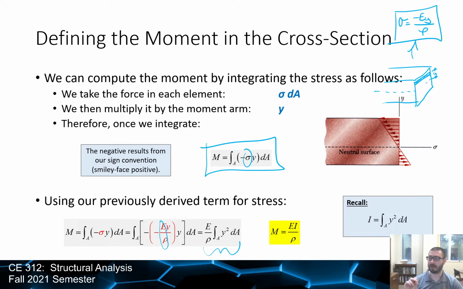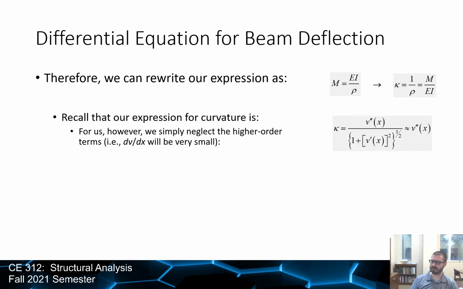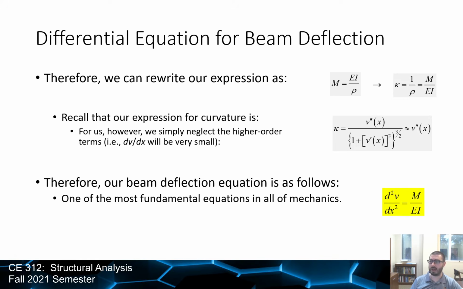Remember, rho was the radius of curvature. Let's go back to that term, curvature, so we can rewrite our expression a little bit. We have M equals EI over rho. Let's rewrite that using this curvature expression. So curvature is M over EI. If you recall, this was the expression we used for curvature, but we're going to take that first derivative with respect to displacement squared, set it equal to 0, so that we can say the curvature and the concavity are basically the same thing, since the deflections are very, very small. And we come up with this.